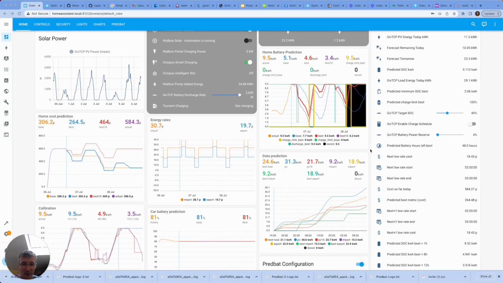Okay, so what do all these charts mean then? Let's focus on the home battery prediction chart to start with. This is the key one that shows you what's going to happen in the system.